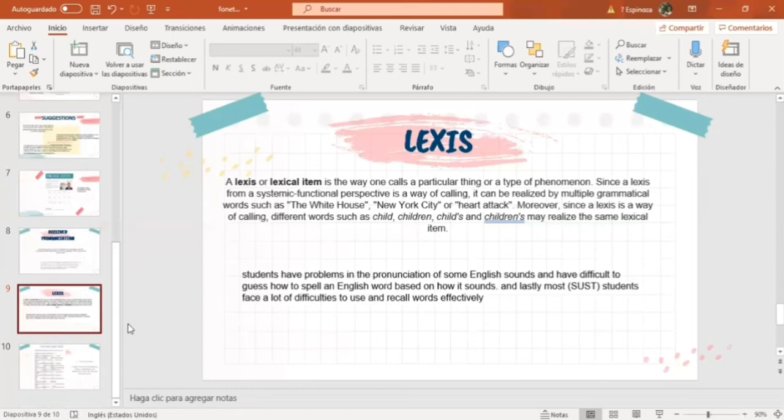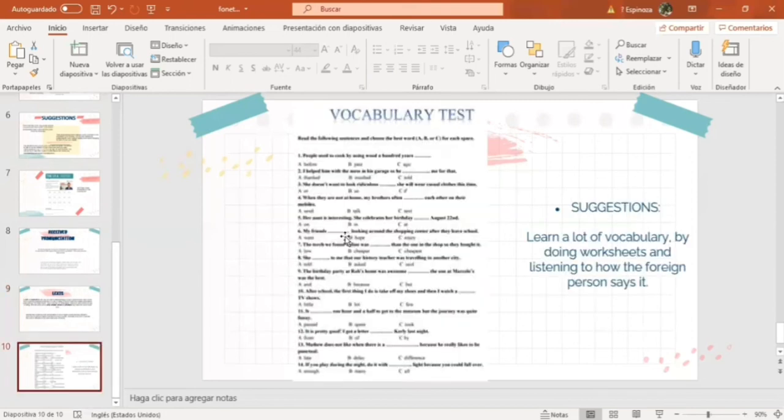In this case, the students have a problem in the pronunciation of some English sounds, and it is difficult to guess how to spell an English word versus how it sounds, as in Latin. And the students face a lot of difficulties to use and recall words effectively. And the suggestion: here you have to learn the vocabulary and you can get help by doing worksheets and listening to how the foreign person says it.